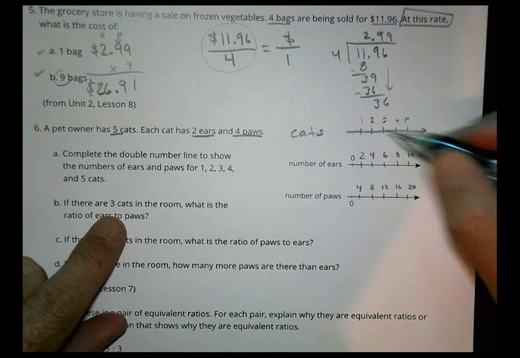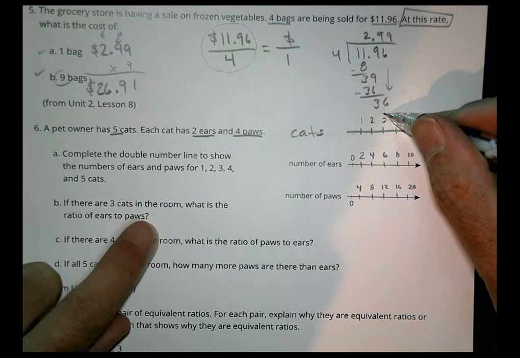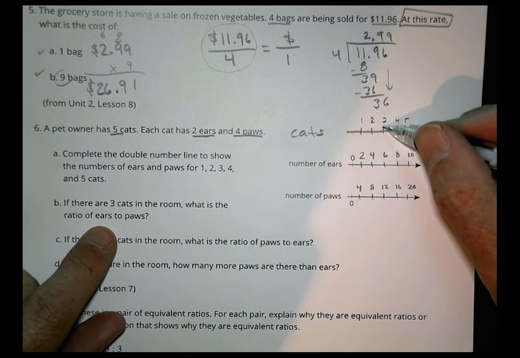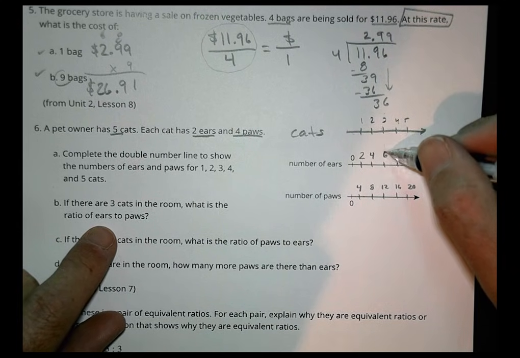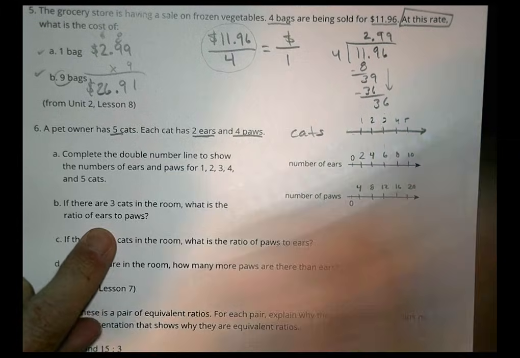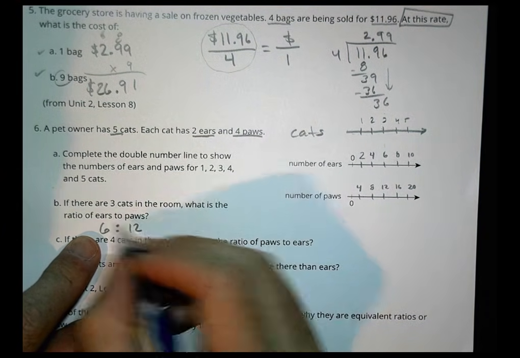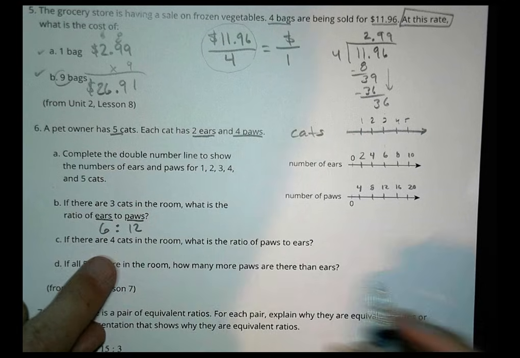If there are 3 cats in the room, here's 3. What is the ratio of ears to paws? So ears is 6 to paws 12. So 6 to 12. Make sure you get the order right. Ears to paws.